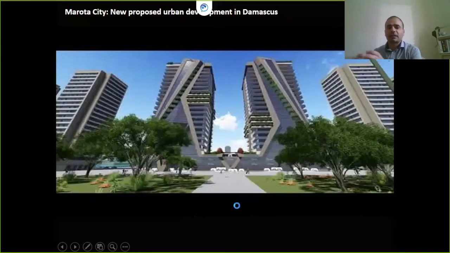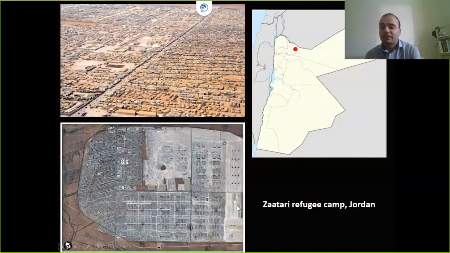Maybe the other slide is coming, but another phenomenon or another trend started appearing during the conflict. It's what we started calling heritage mobility. So this is a Zatari camp. I need to go back. A Zatari refugees camp in Jordan at the southern border of Syria.